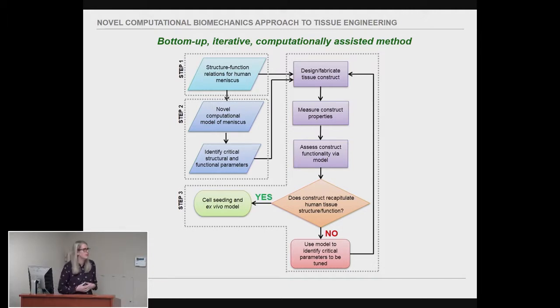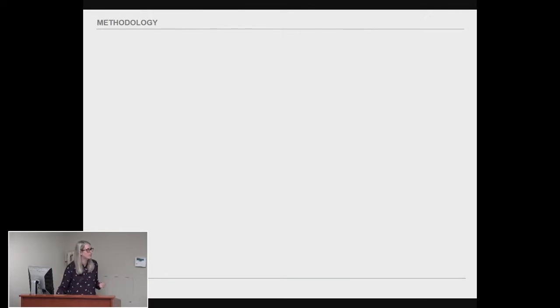We can then design a construct and virtually assess its functionality using our computer model. We then ask ourselves, does this construct recapitulate human tissue? If the answer is no, we can then use our model to identify what are the critical parameters that we need to fine-tune and start the process again until we get an answer of yes, in which case we can move to the benchtop and do cell seeding in our ex vivo model.